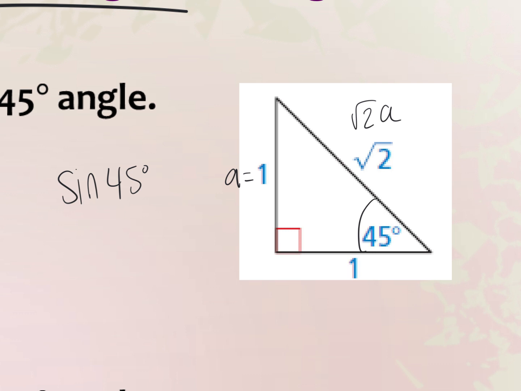What is sine? Yep. Sine is in SOHCAHTOA. What two letters go over one another? O over H. In other words, opposite over hypotenuse, correct? And in this case, the side that's opposite is how long? 1 over, what's the hypotenuse? Square root of 2. Very good.